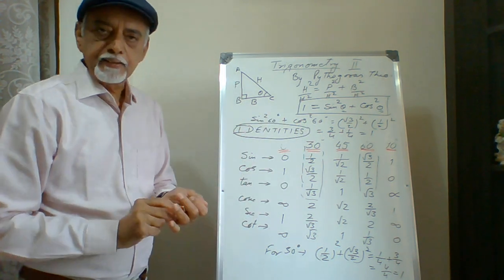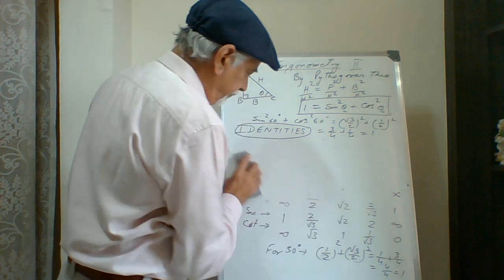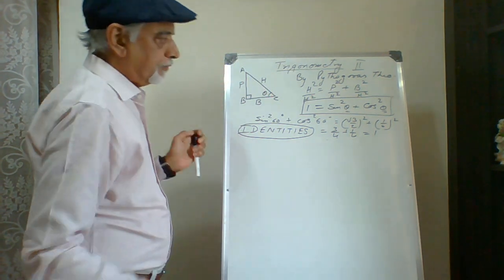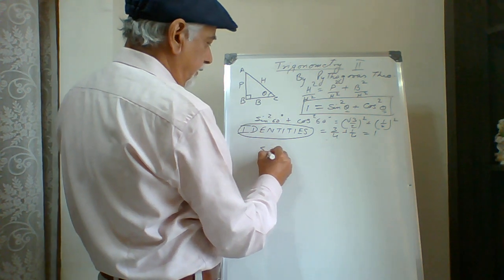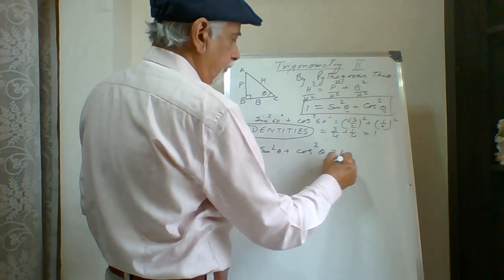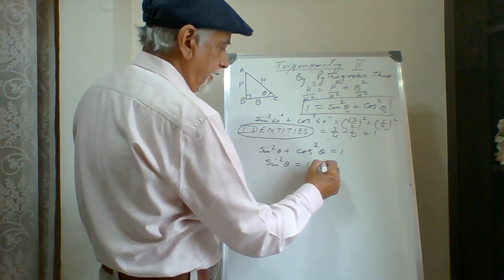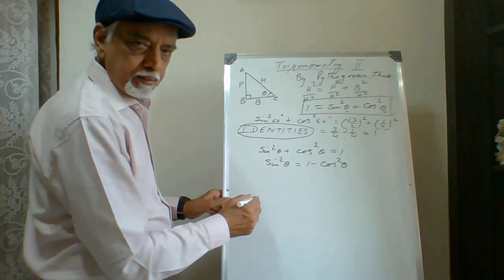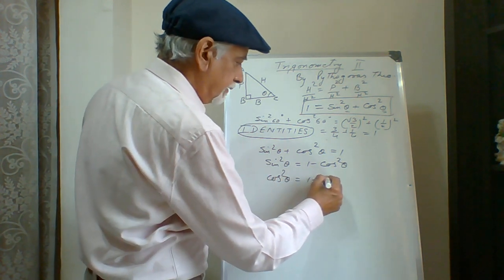Now, how many identities are there? I'll just show. From this only we will come to different types of identities. First one, the primary: sin square theta plus cos square theta is equal to 1. Then I can write sin square theta is equal to 1 minus cos square theta by transfer of terms. Similarly, cos square theta is equal to 1 minus sin square theta.